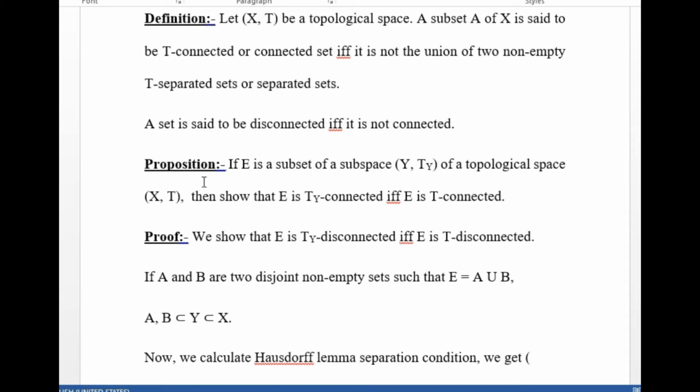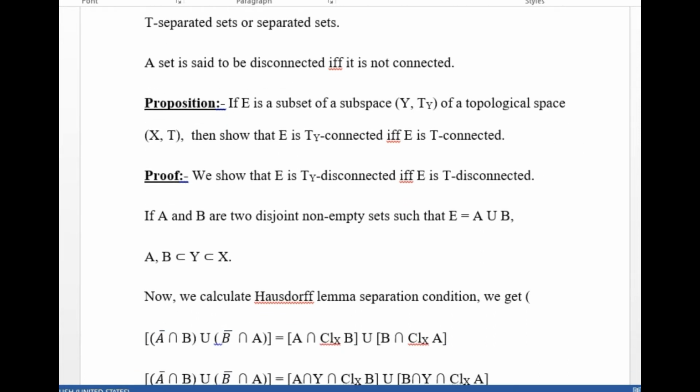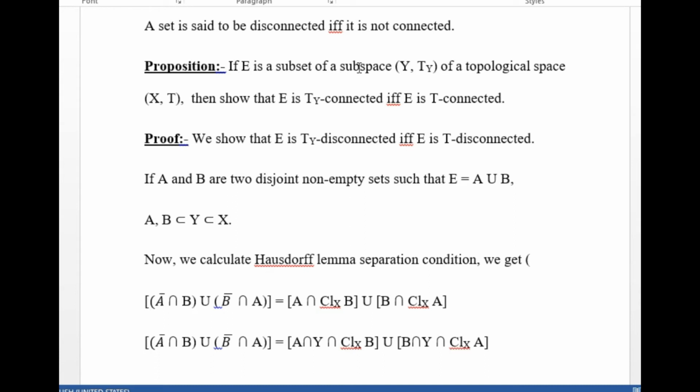Okay, now we prove a proposition. This proposition is very important. In this proposition, (Y, T_Y) is a subspace of the topological space (X, T) and E is a subset of this topological subspace (Y, T_Y). Then E is T_Y connected if and only if E is T connected. Means E is T_Y disconnected if and only if E is T disconnected.